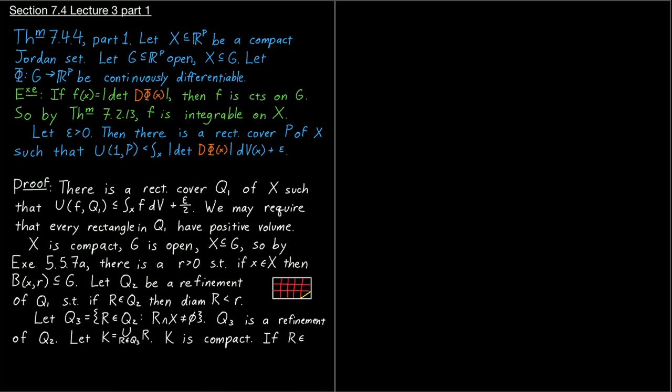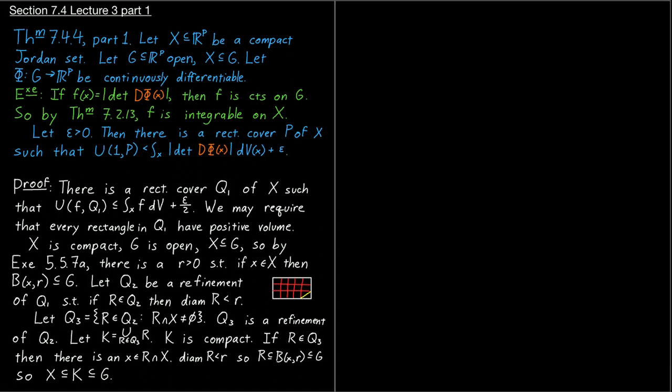Also, if R is in Q3, then there is a point X that's in both R and our set X, and the diameter of R is less than r, so R is contained in the ball centered at X of radius little r, which is contained in G. So the upshot is that K is not only compact, it is contained in G. Also, just in case it needs saying, X is contained in K, which is contained in G. K is a compact set between X and G.